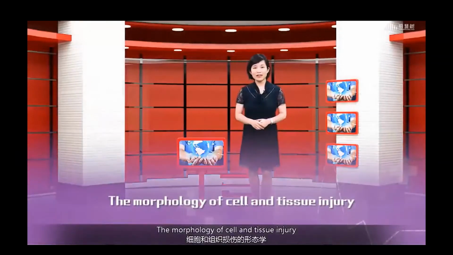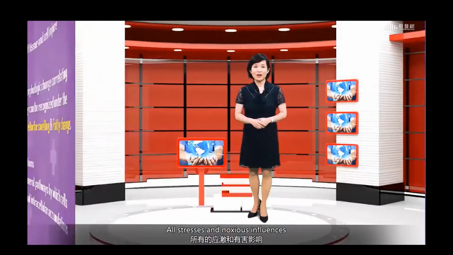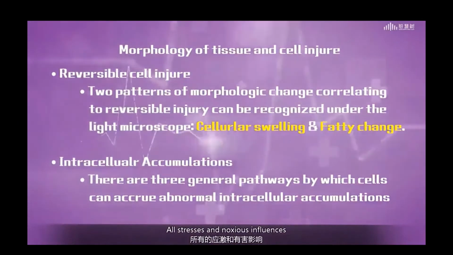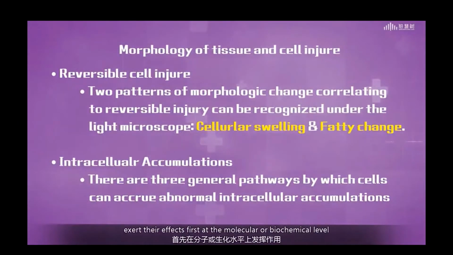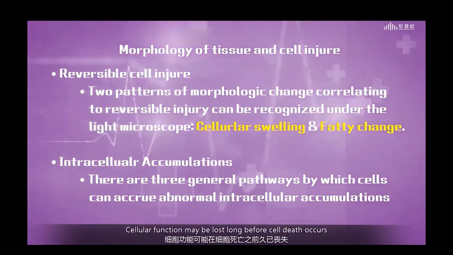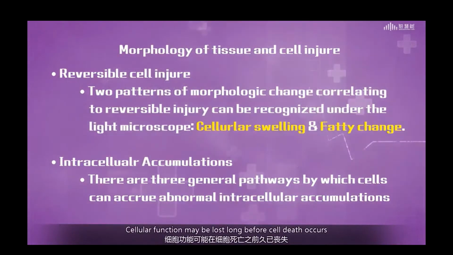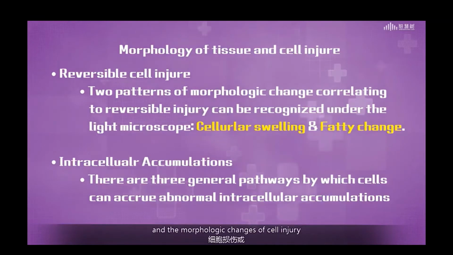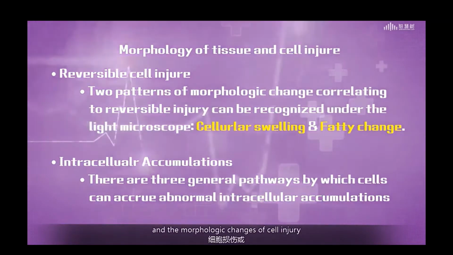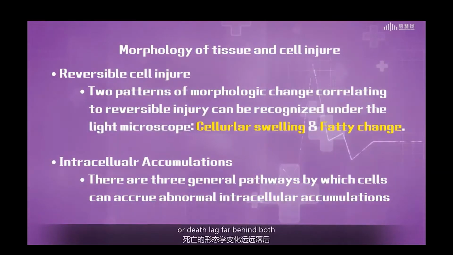The morphology of cell and tissue injury. All stresses and noxious influences exert their effect first at the molecular or biochemical level. Cellular function may be lost long before cell death occurs, and the morphological changes of cell injury lag far behind.